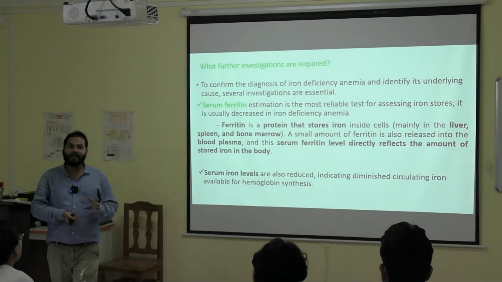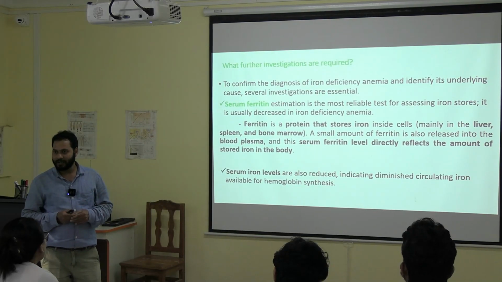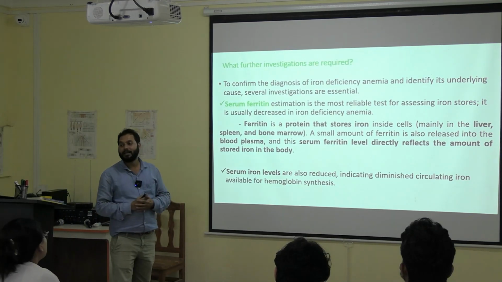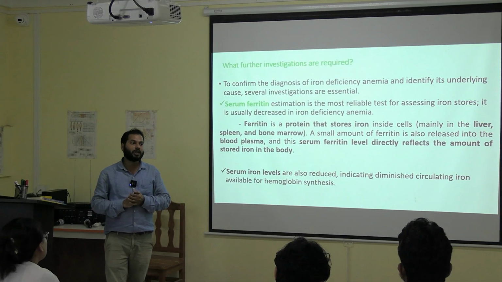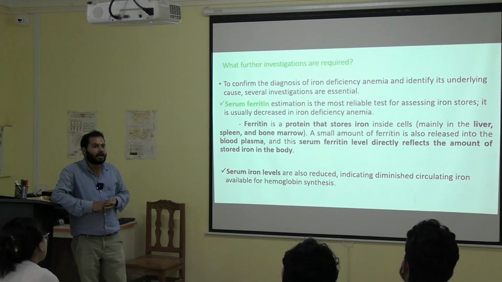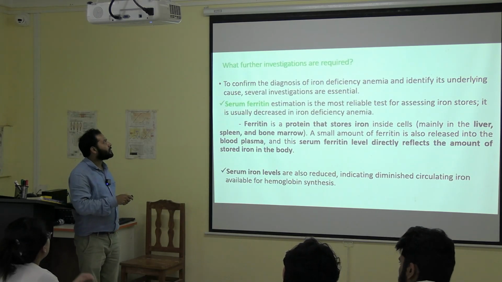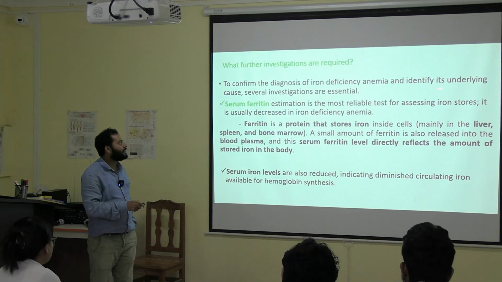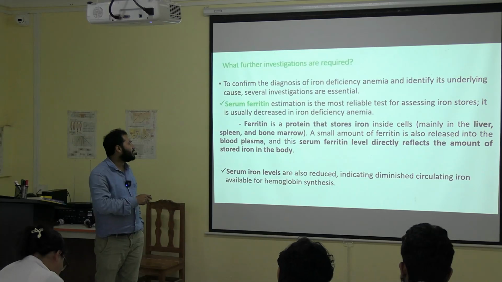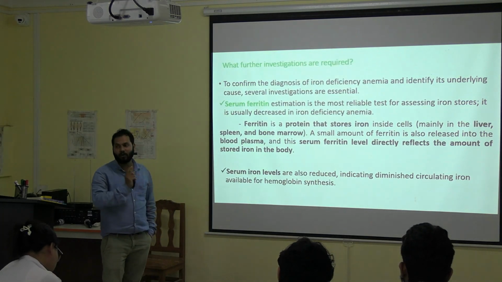For the proper investigations, we can depend on some other tests that are very vital for iron deficiency anemia, like the estimation of serum ferritin. Now the question is, what is that serum ferritin and what is the role of that serum ferritin here? To confirm the diagnosis of iron deficiency anemia and identify its underlying cause, several investigations are essential, and here it is serum ferritin estimation. And serum ferritin is the most reliable test for assessing iron stores.